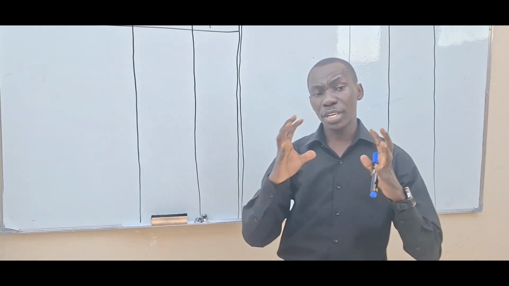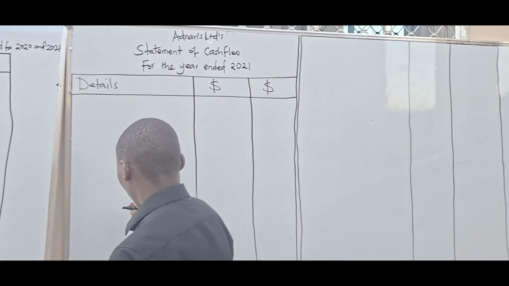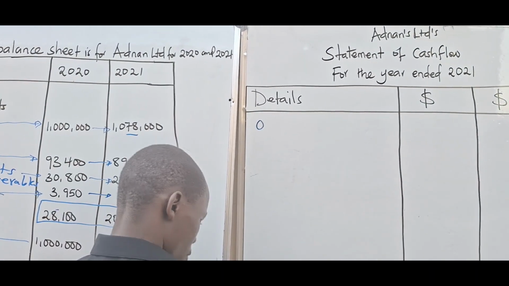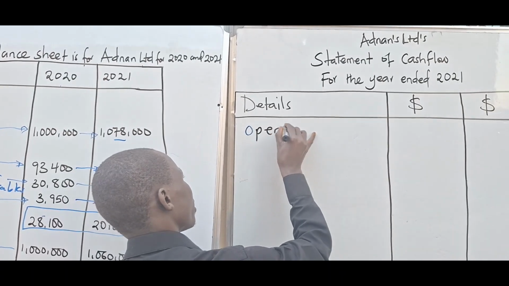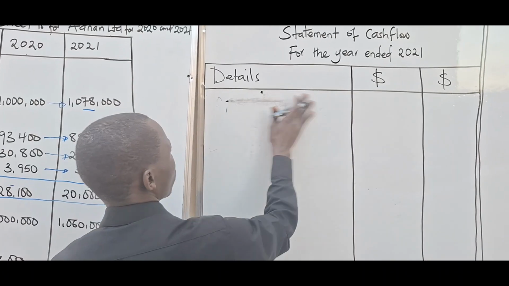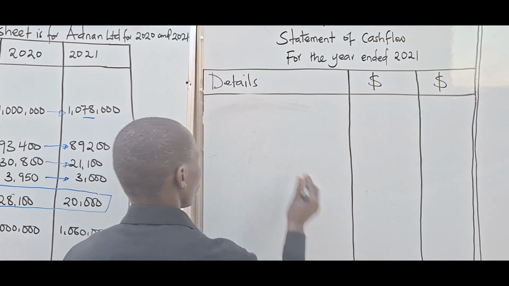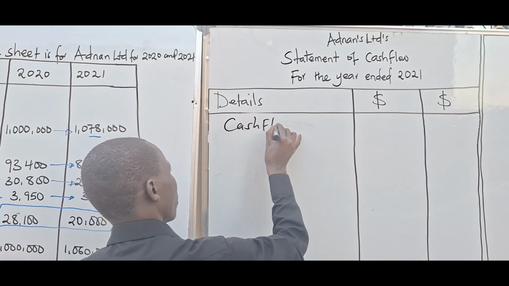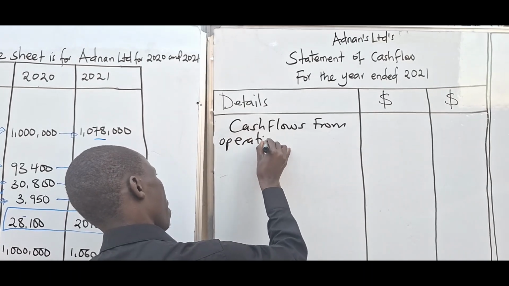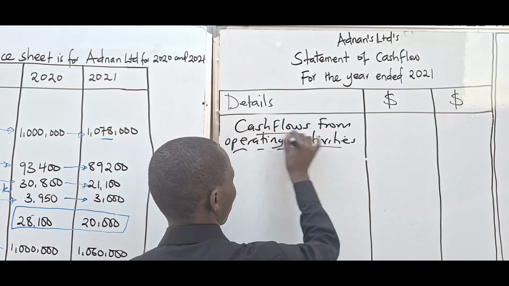Now, since I have said we divide into 3, let me start with operating activities as our first activity here. Cash flows from operating activities.